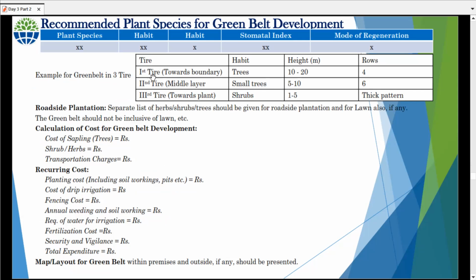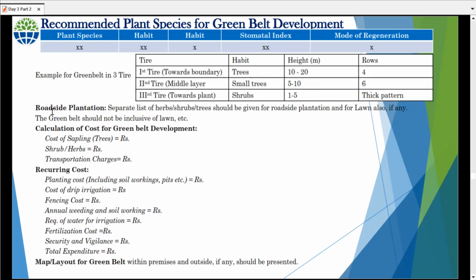It should be a three-tier system. First tier, second tier, third tier. The first tier is toward the boundary. Here the trees should be about 10 to 20 meters in height, with 4 rows. The second, middle layer should have small trees of 5 to 10 meters, with at least six rows for the middle layer. And the third, toward the plant, should have shrubs or a mix of trees, 1 to 5 meters. That height is 1 to 5 only, and it should be thick, like bougainvillea, etc.